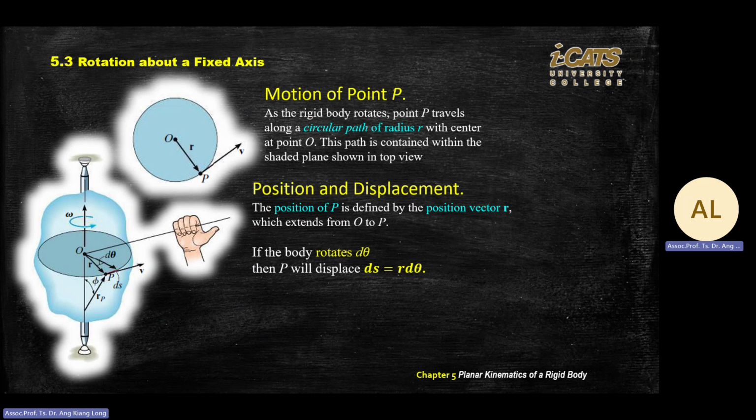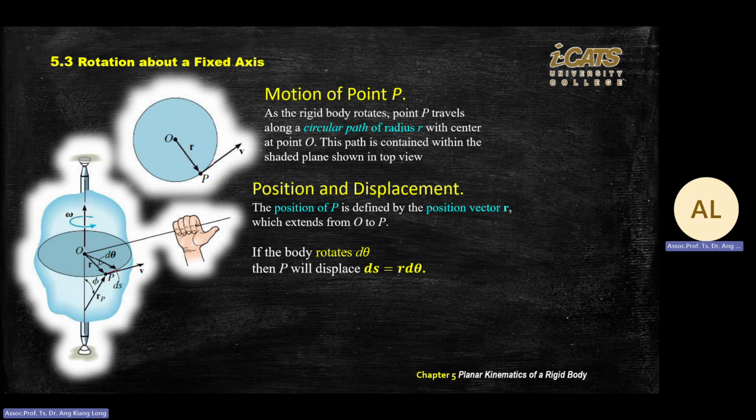And you learned about section. This is R, this is S, this is theta. You know that this small section S here, you can define as R multiplied by theta. This theta is in radian. This one is in your mathematics. Okay, so you apply the same principle in rigid body point P motion.